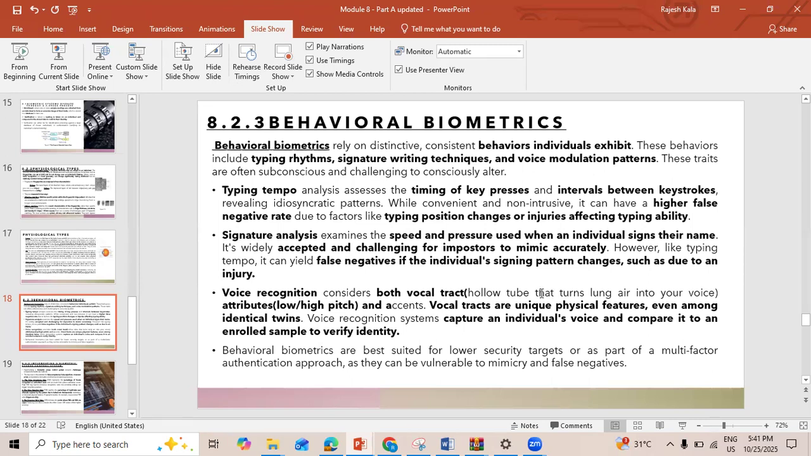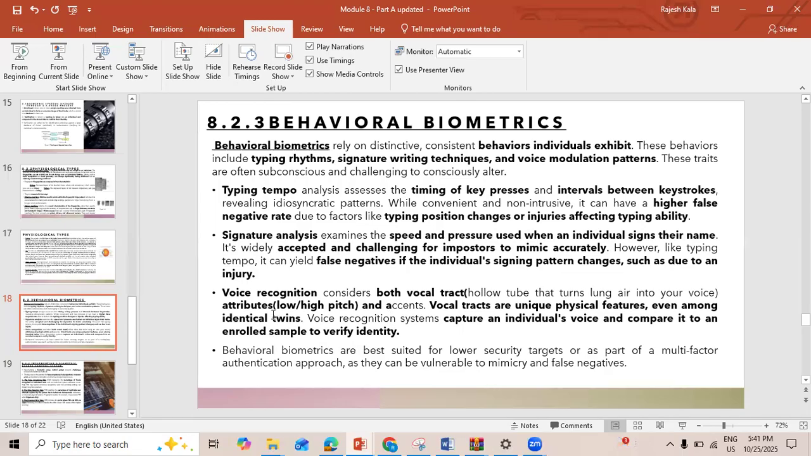Vocal tract means a hollow tube that turns lung air into voice. Whenever you start talking, air moves out from the lungs towards the vocal cord, then moves to the mouth, then the lips open. So this is the hollow tube. Based on that, we have high pitch, low pitch, and accents, such as a British accent. Depending on those things, they will recognize people.